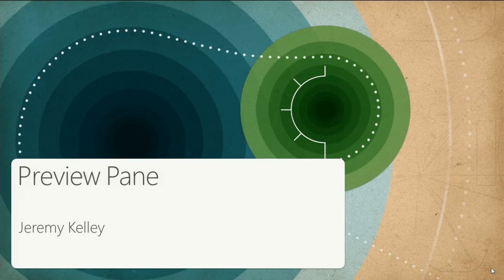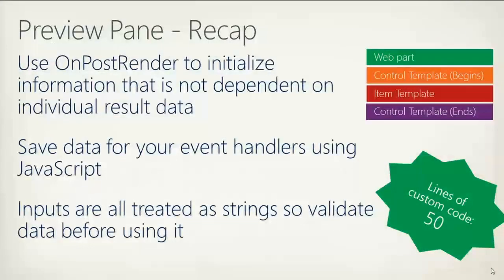And I keep clicking on my own keyboard. And let's recap that. So we used our onPost render to initialize information that's not dependent on individual result data. And that's a really key point, right? When the onPost render fires, we're not going to have the individual item data. I had to use JavaScript to save it off so that my event handlers would have it later on.